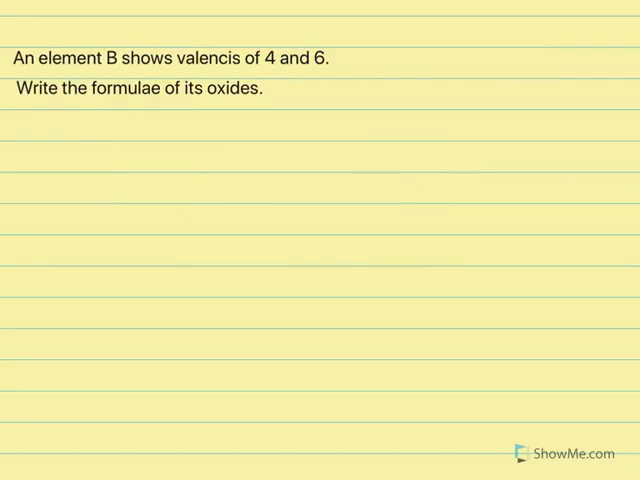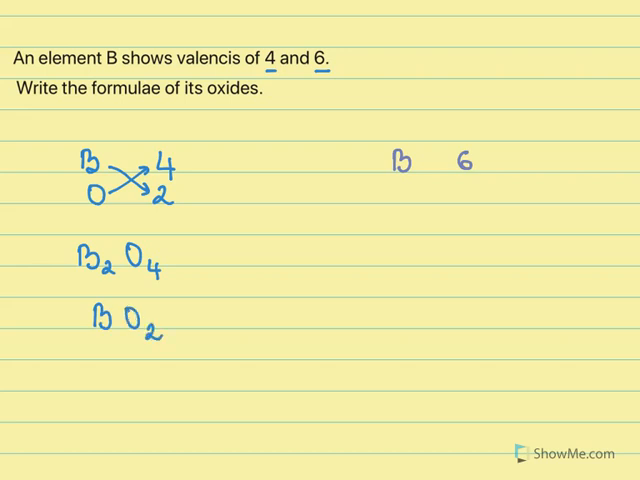An element B shows valency 4 and 6. Write the formula of its oxide. So it shows 2 valencies. One case it shows 4, and in the other case B shows 6. So in the first case where it shows 4, we know oxygen is 2. So now we crisscross, it will be B2O4. We can take 2 common out, so it will be BO2.